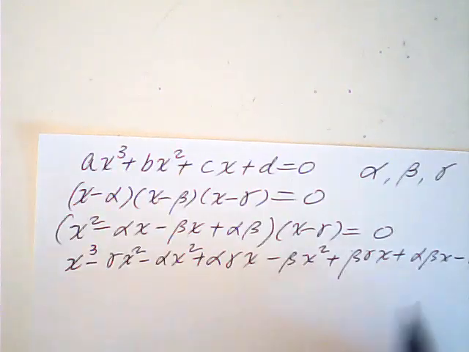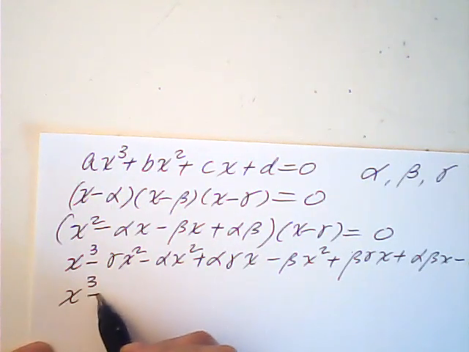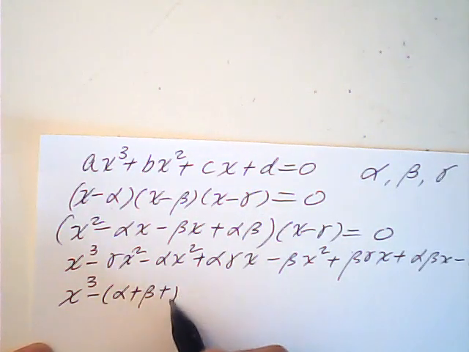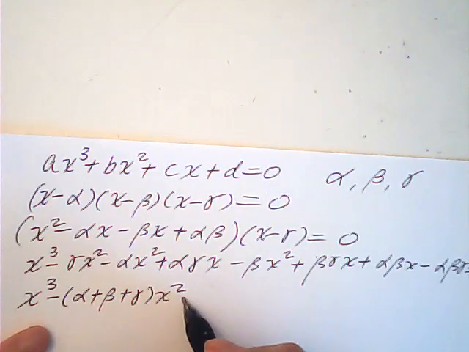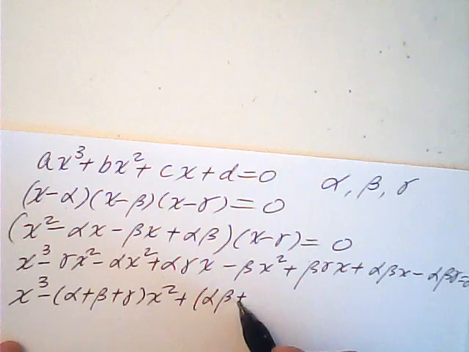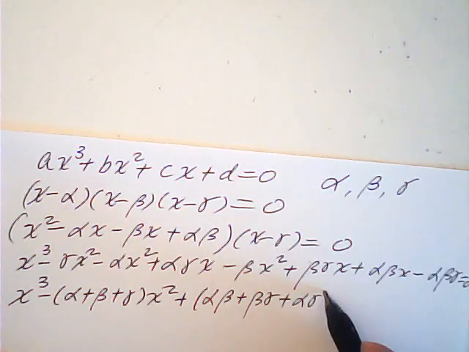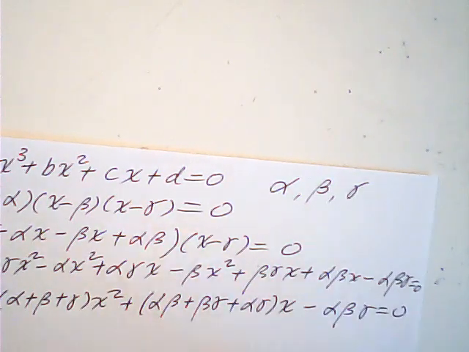Then I collect like terms and simplify. It becomes x cubed minus alpha plus beta plus gamma x squared. So this one, and that one. Then plus alpha beta plus beta gamma plus alpha gamma x. Right? And finally, minus alpha beta gamma equal to 0.